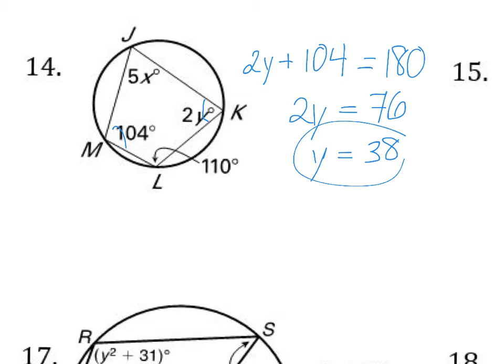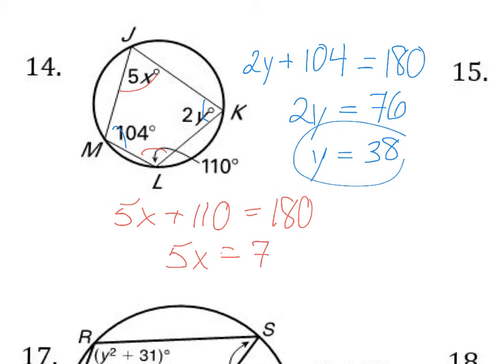But we also have to solve for x. So I have 5x here, 110 here. I'm going to do the same thing for this equation. So I'm going to have 5x plus 110 equals 180. So 5x equals 70. x equals 14.